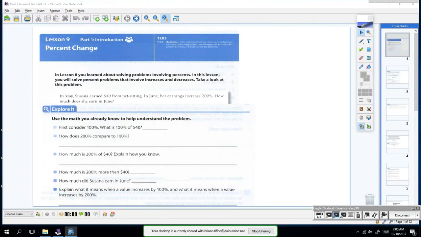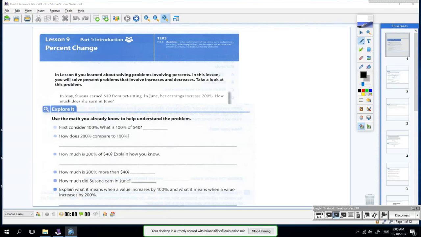Okay, today we're going to be learning about percent change. So in lesson 8, you learned about solving problems involving percents. In this lesson, you'll solve percent problems that involve increases and decreases. So take a look at this problem. In May, Suzanne earned $40 from pet sitting. Her earnings increased 200%. How much does she earn in June?